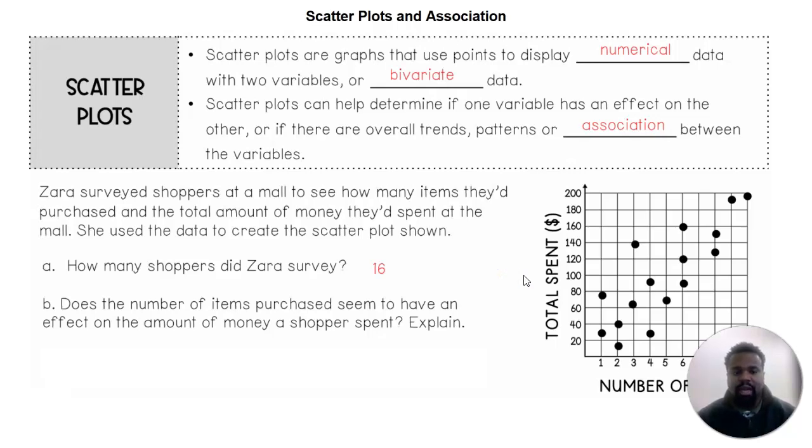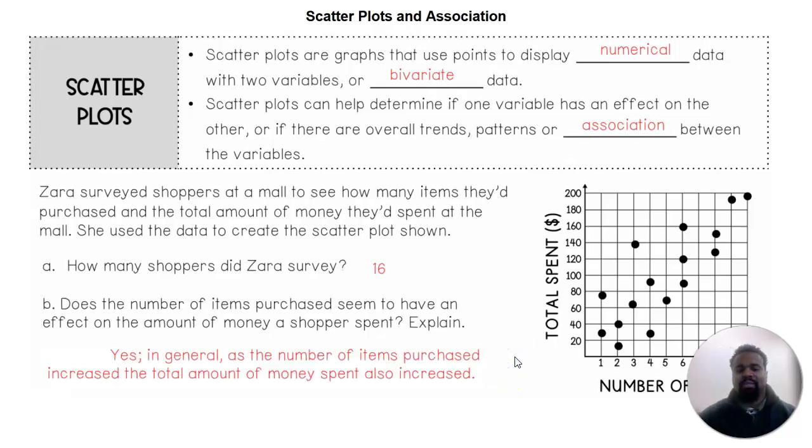All right. It says, does the number of items purchased seem to have an effect on the amount of money a shopper spent? So kind of look at the plots, right? Think about it. The more money you spend in a store, generally the more items you get, for the most part. So it does look like there's some type of association here. As the total amount of money spent increases, the number of items increases as well. So that looks like there is association between those two variables.